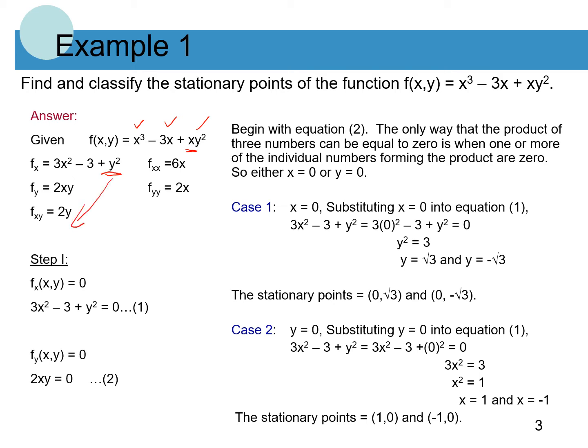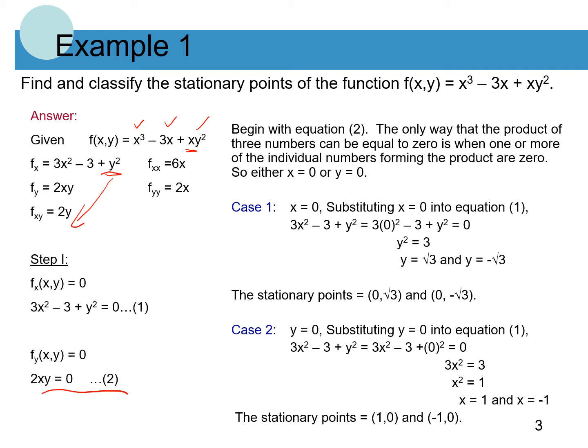Then, according to the rules given in the previous slides, in step 1, we check fx(x, y) equal to 0. Therefore, we have 3x squared minus 3 plus y squared equal to 0, which is equation number 1. Then we have fy(x, y) equal to 0, therefore 2xy equal to 0, which is equation number 2. Begin with equation number 2.